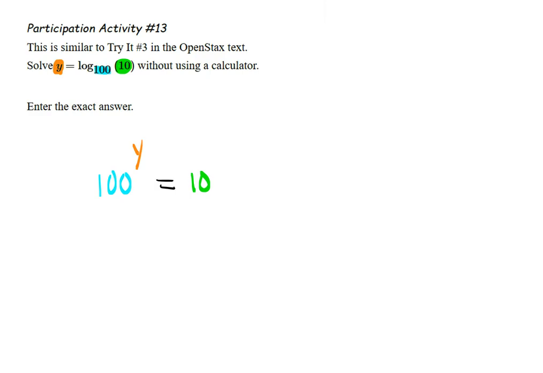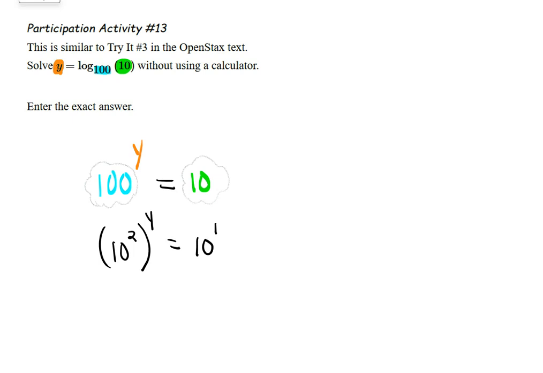So what I'm going to do is make both sides of my equation the same base if I can, and I can, because this 100 right here is a 10 squared, and that 10 squared is being raised to the y power. On the other side, this 10 right here is already base 10. I'm simply going to write it 10 to the first power.